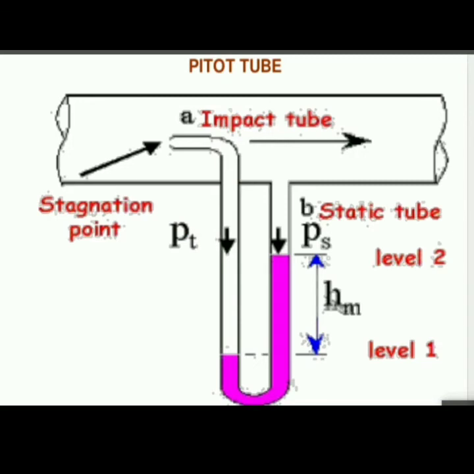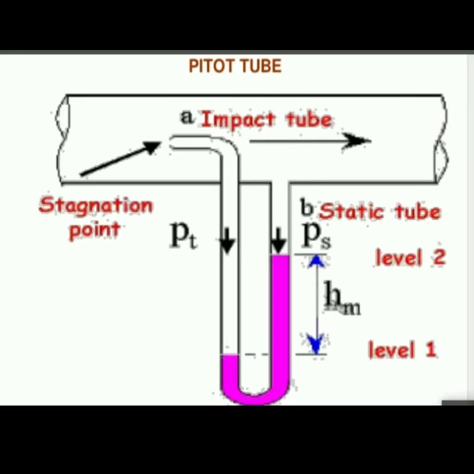This tube is also known as the insertion meter. Here it consists of a stagnation point. This is the stagnation point. This is the pitot tube. One manometer is attached at the bottom side, and it is used for the measurement of pressure difference. This limb measures pressure head. This is the limb measuring pressure head. This is upstream and this is downstream.